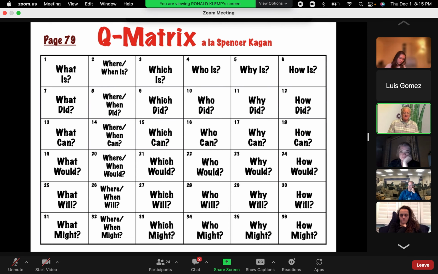So we use this activity as a way of allowing students to create generated questions. And I also have a Spanish version of this on page 79, should you decide to want to use that.